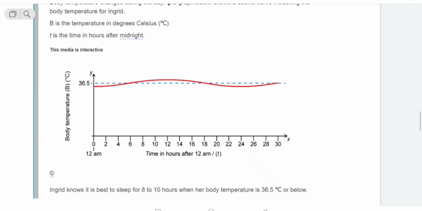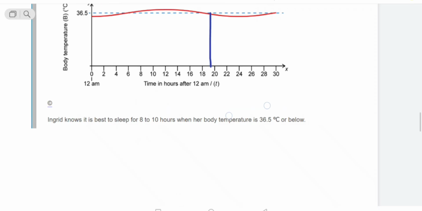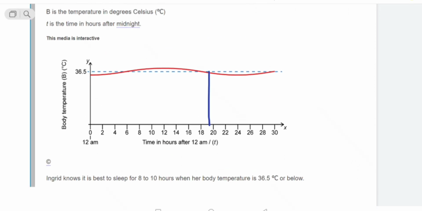So we will find the sleeping hours when the body temperature is below 36.5. So this is above. At 12 a.m. no one is sleeping, so the possibility is here. 8 to 10 hours. It can be 8 hours, 9 hours, or 10. No problem. So up to here 3, so it becomes 10 hours. Okay, good.